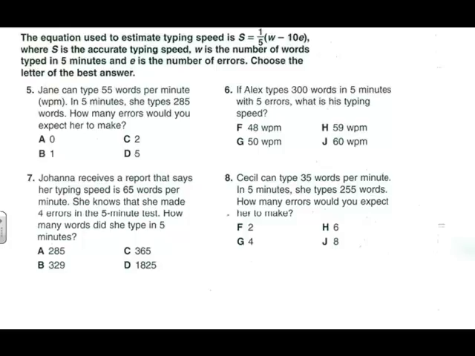All right. So now we're at number 5. It says the equation used to estimate typing speed is S equals 1/5 times the quantity of W minus 10E, where S is the accurate typing speed, W is the number of words typed in 5 minutes, and E is the number of errors. So choose the letter, the best answer.